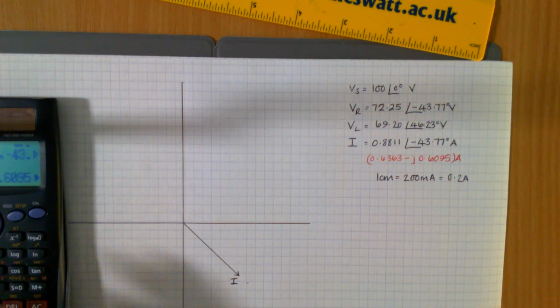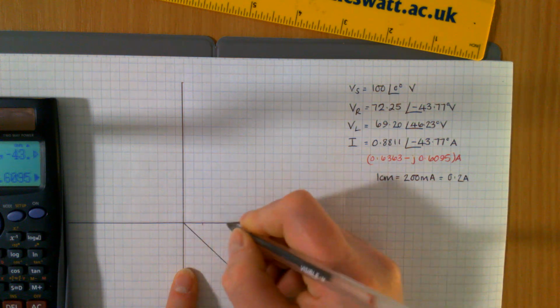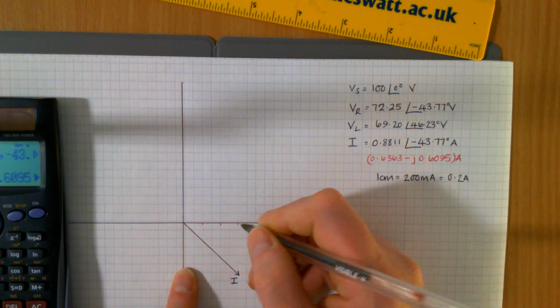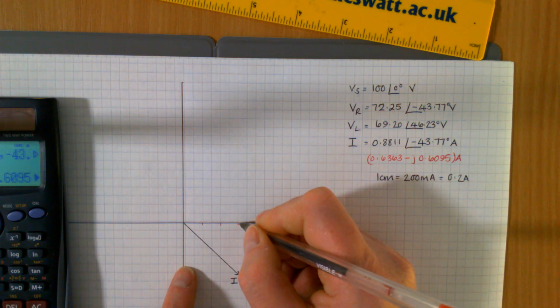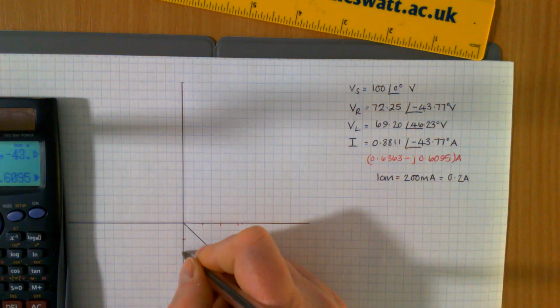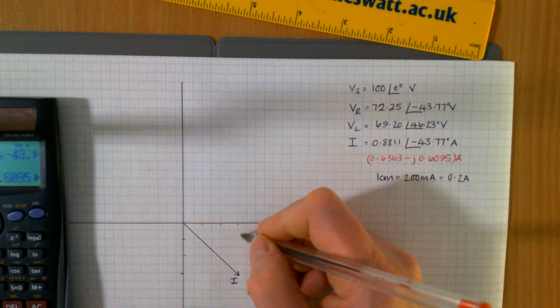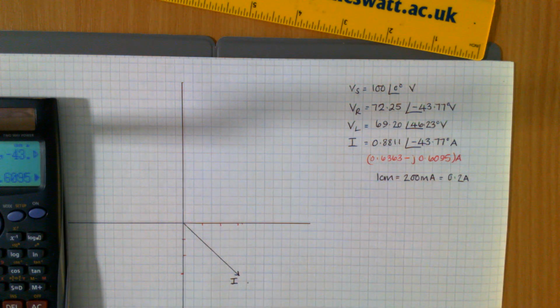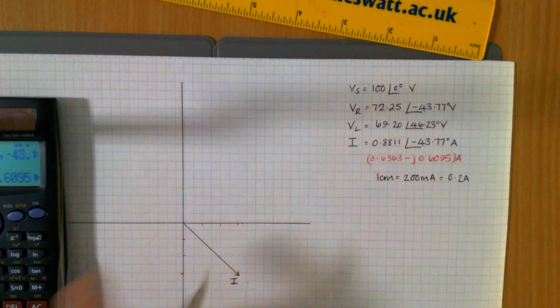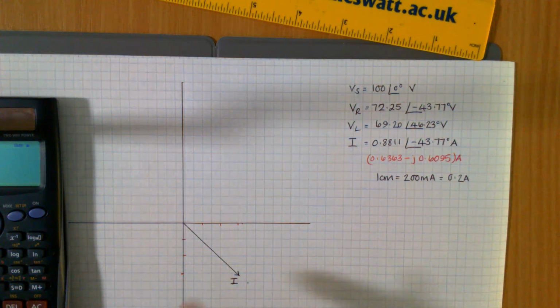So if you were plotting that and you said 1 centimetre is 0.2 of an amp, that'd be 0.2, 0.4, 0.6, 0.63, about here, minus j, 0.2, 0.4, 0.6095, a wee bit over. And that pretty much does tie in with that point there. So you do the same for your VR and your VL, but I'm going to do that algebraically on the other page. So I'll do it as a phasor on this page and I'll do it algebraically as well.